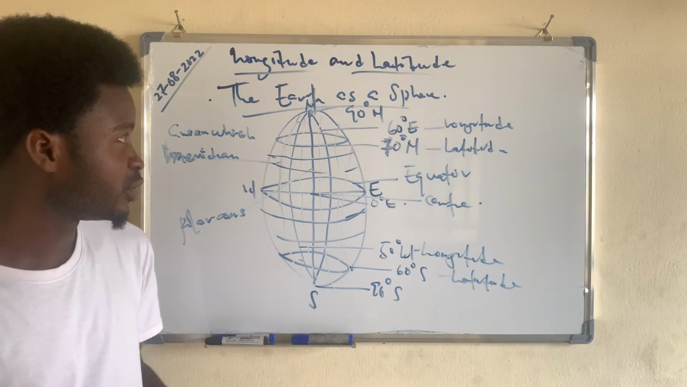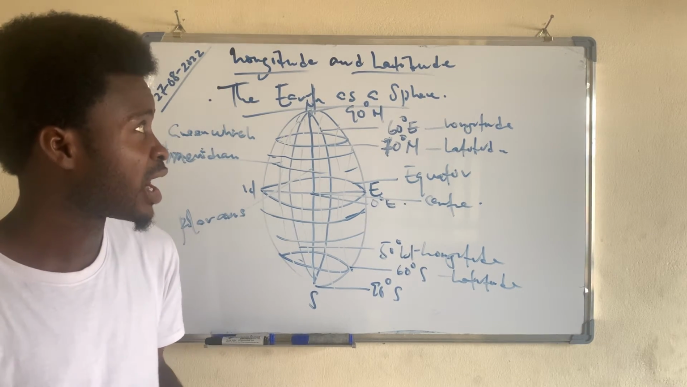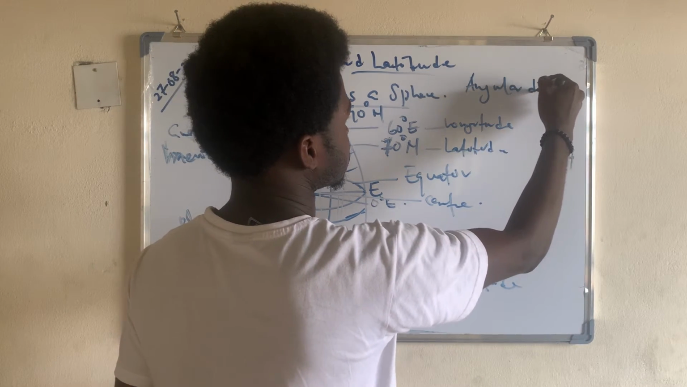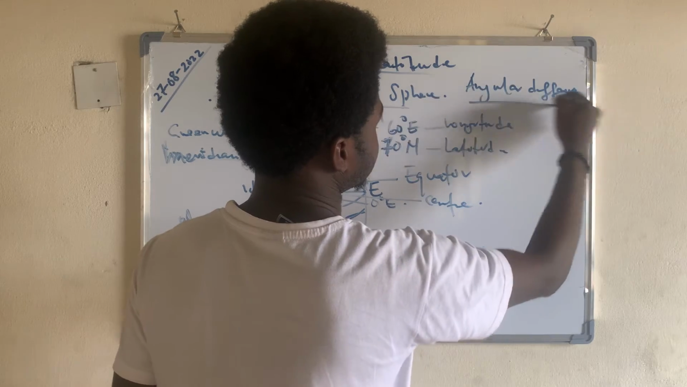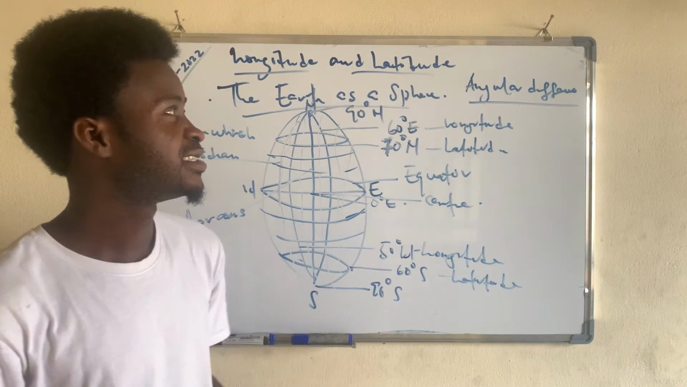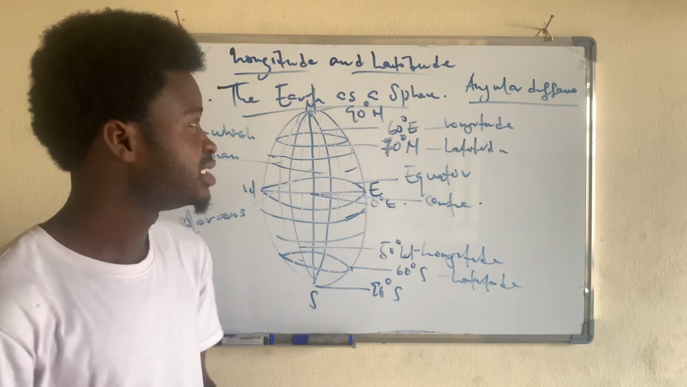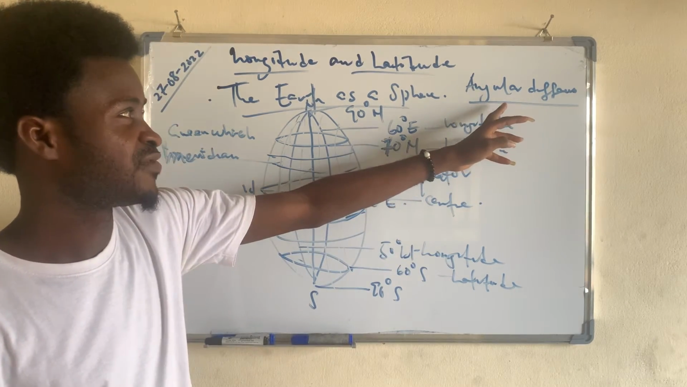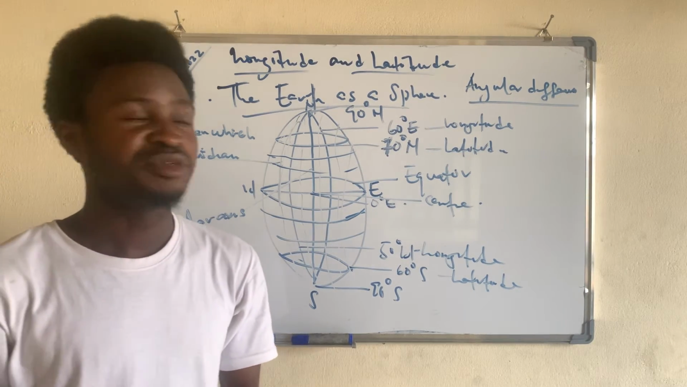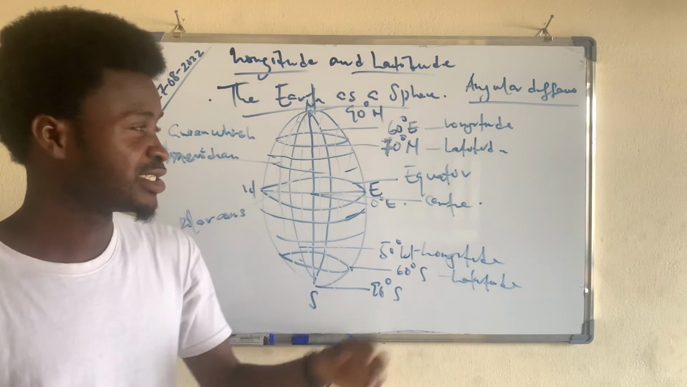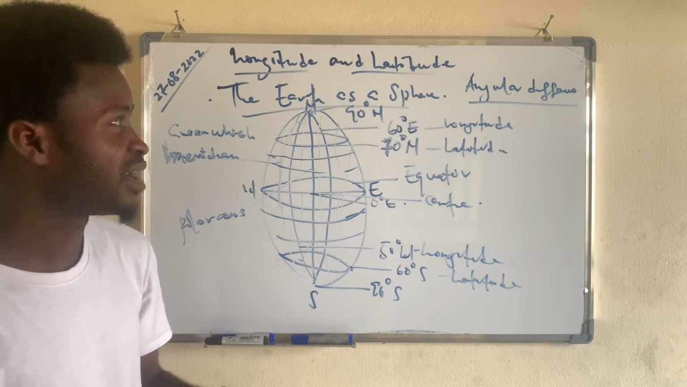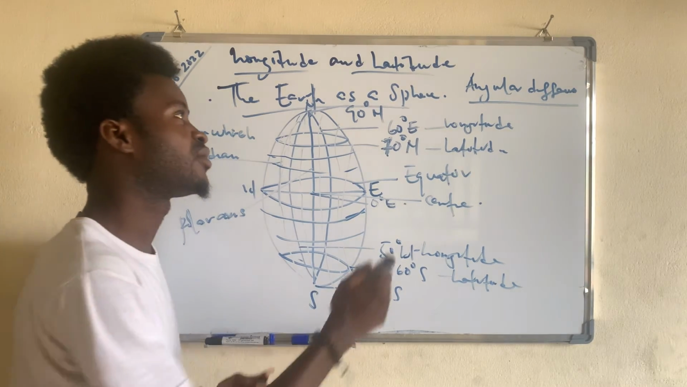And lastly, we talk about our angular difference. Our angular difference is simply the distance created by the arc length between two distant points. So the distance of the arc length between two distant points is our angular difference.